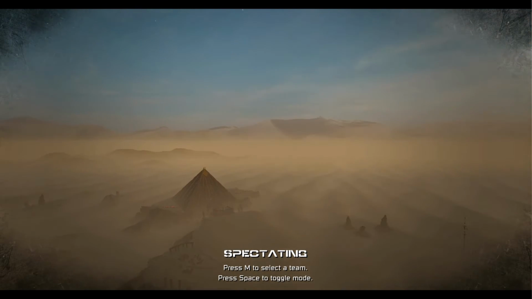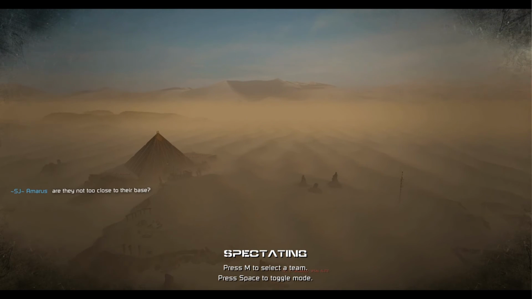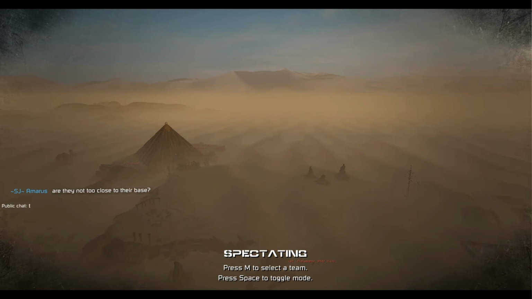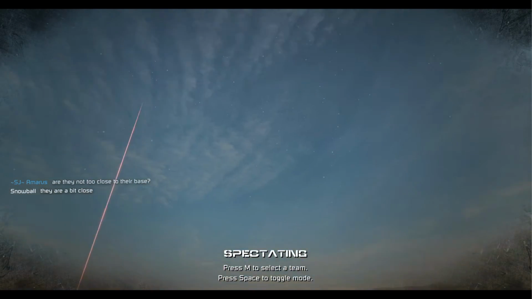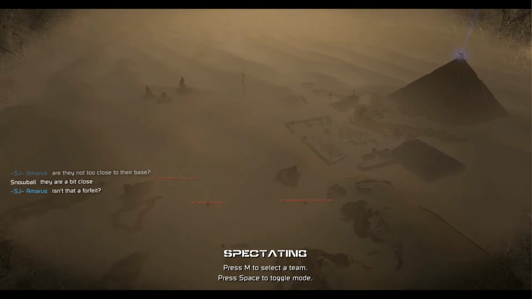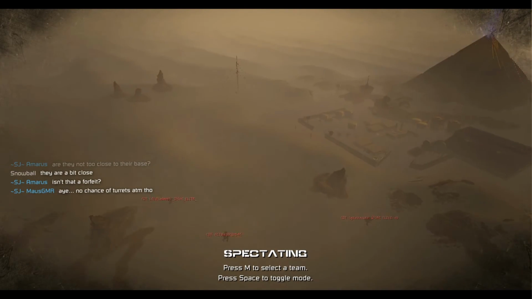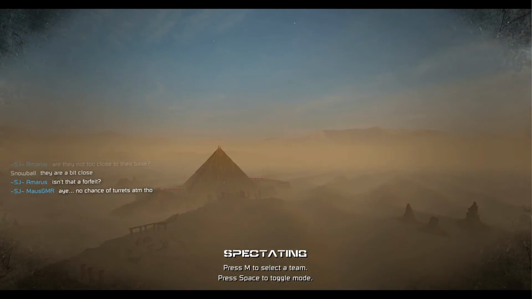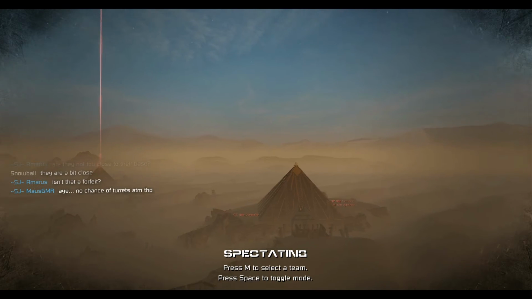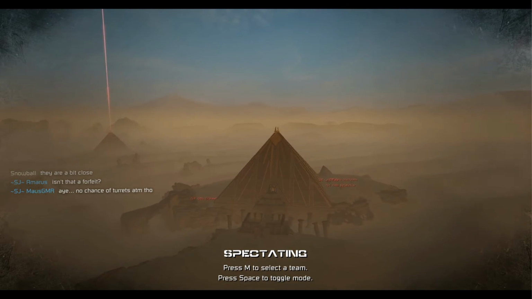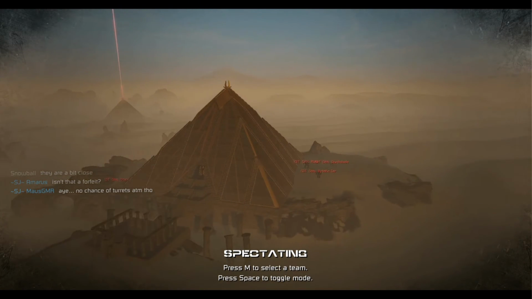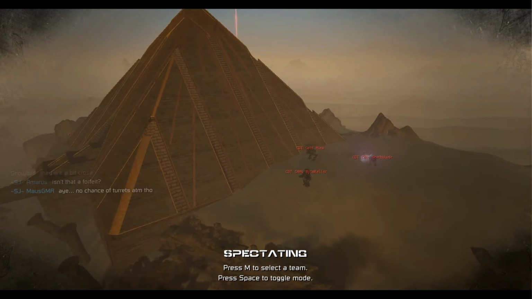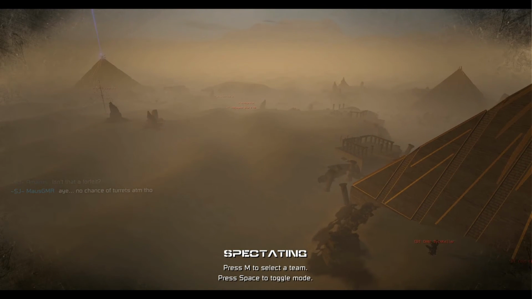VTOLs definitely climbing up to quite a high altitude. We don't have the VTOL in the chat there. They're questioning as to whether they're hanging too close. Can't say that I blame them. Down one mech already.